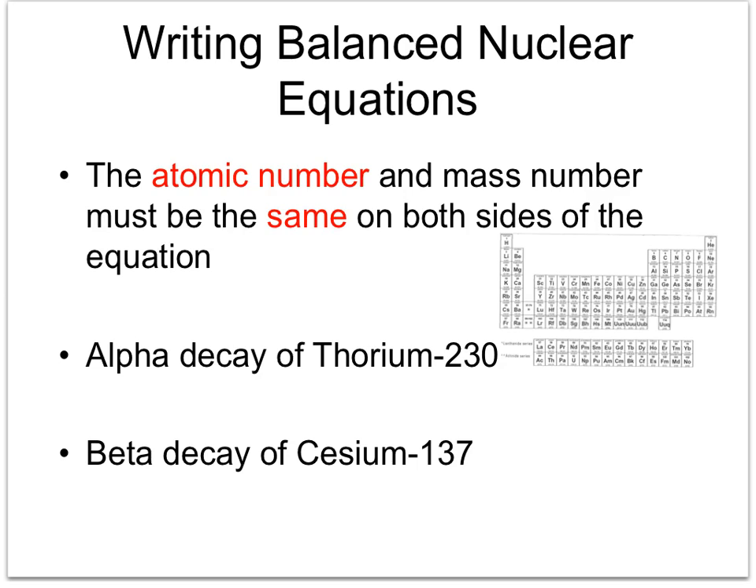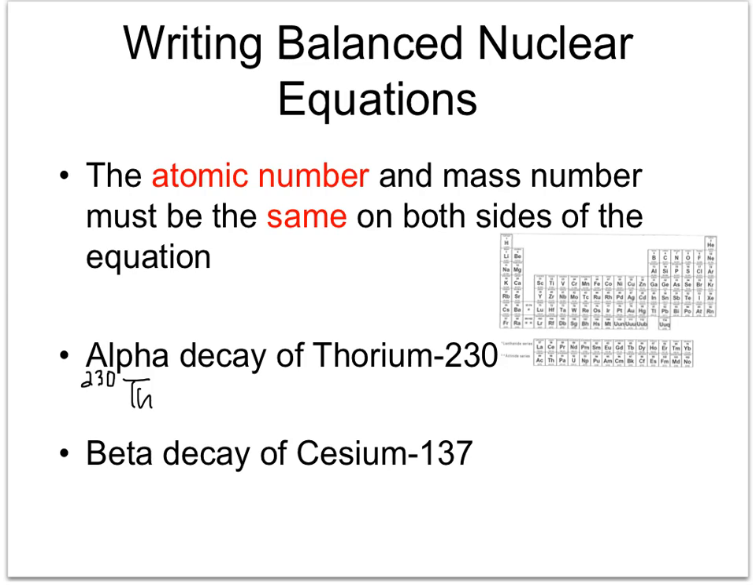Let's try a few out. To write a balanced nuclear equation, you must make sure that the atomic number and the mass number on both sides of the equation are equal. So let's start off with the first one, alpha decay of thorium-230. So we're going to go ahead and write the symbol for thorium, which is Th. The mass number is 230.